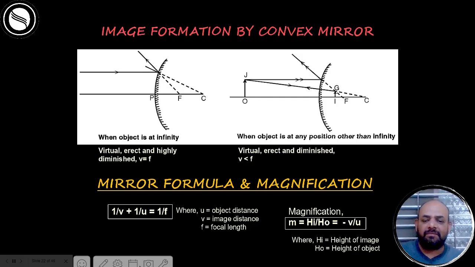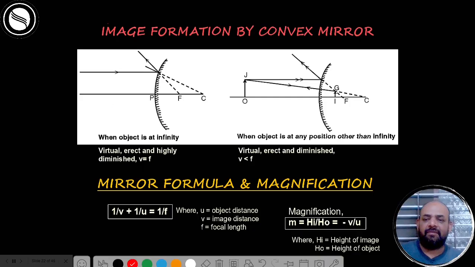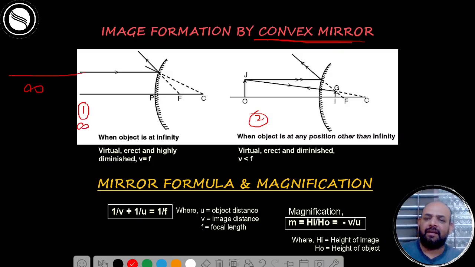Now image formation by convex mirror. So concave mirror over, now convex mirror. In case of convex mirror, we have only two situations, first and second. In the first situation you have to place the object at infinity. So at infinity the object is placed, and the rays which are coming will be parallel to each other.